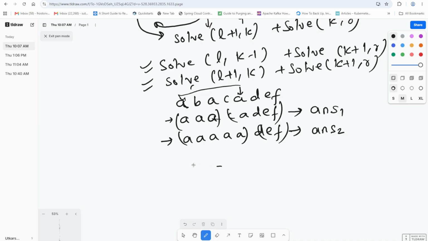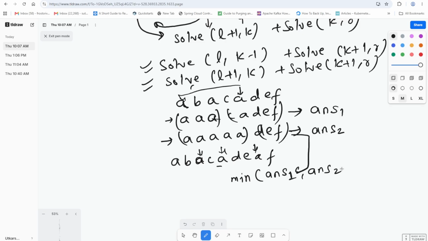So we will look for each character like A, B, A, C, A, D, E, A, F. So we will look for each character. This A also, this A also, and this A also, and we will find the minimum of all these paths. Like if we see here, for this example, the minimum will be this, right?